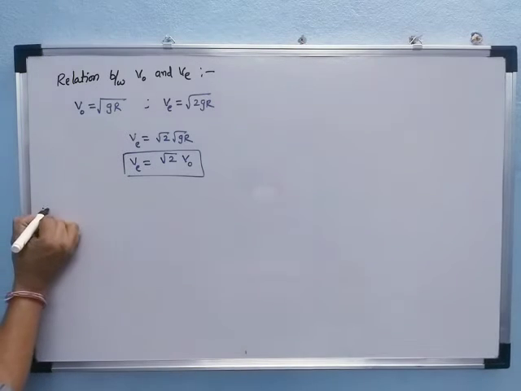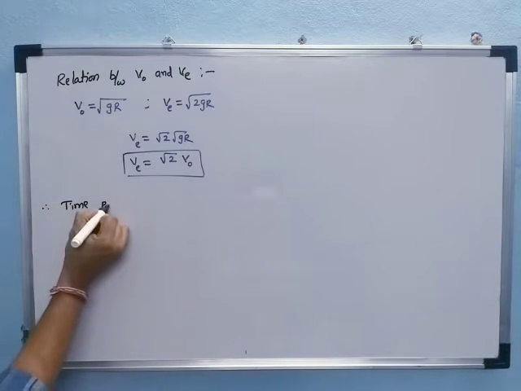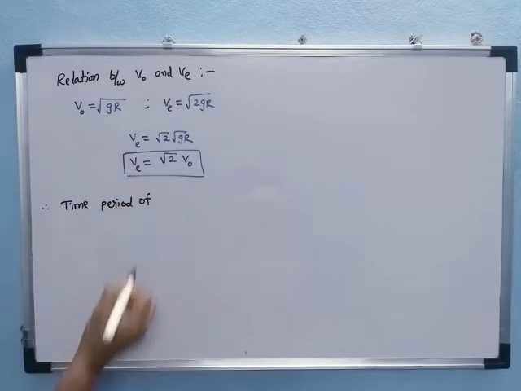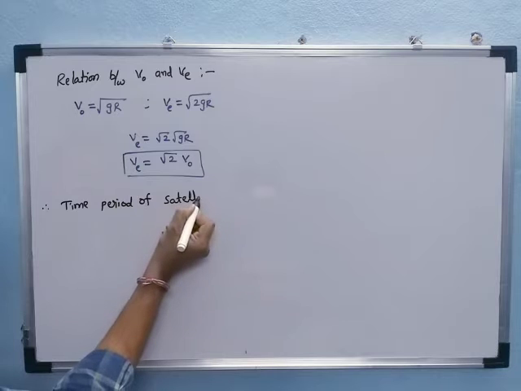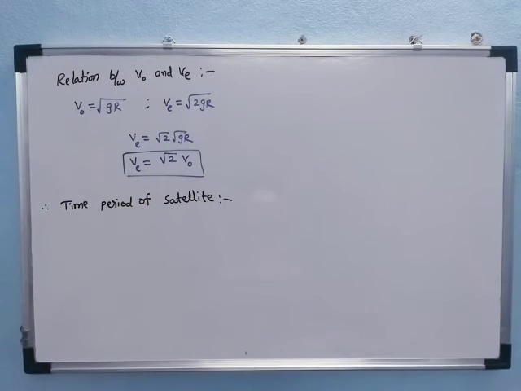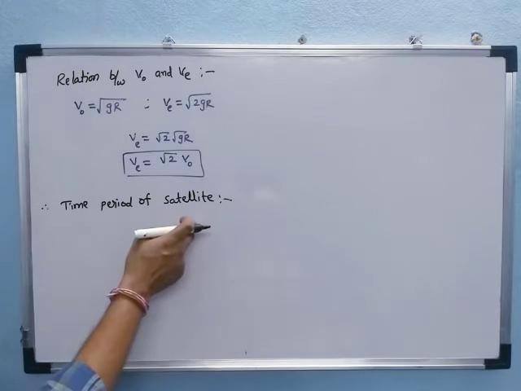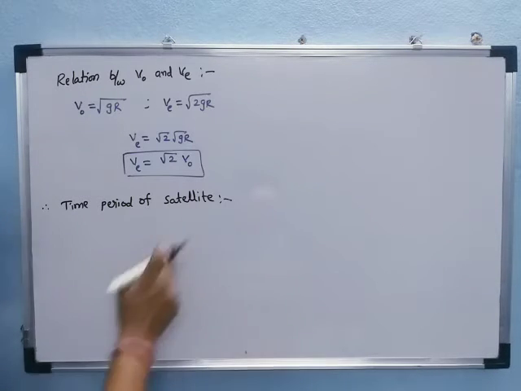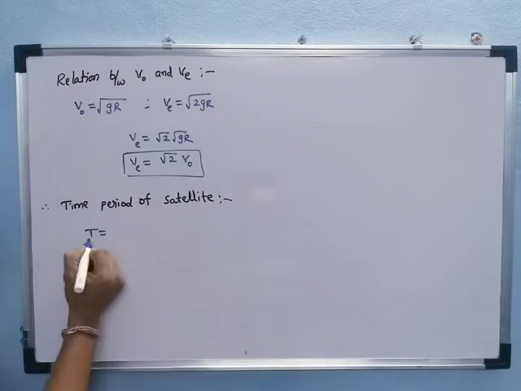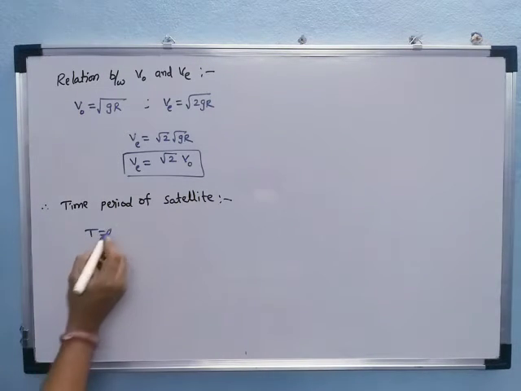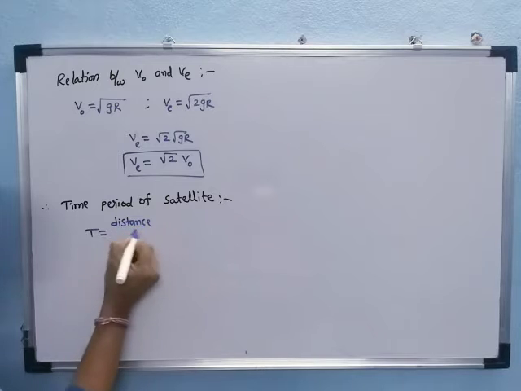And next we will be discussing the time period of a satellite. We know the satellite is revolving around a planet. For example, we are considering a satellite revolving around the earth. Now its time period T is equal to distance by velocity.